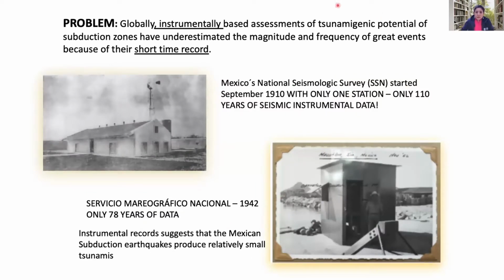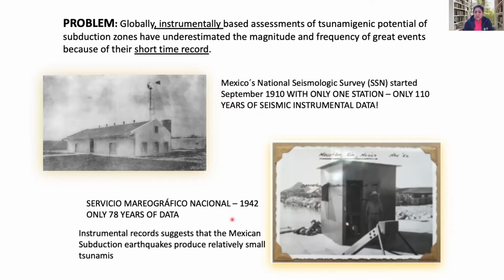So what we see as a problem is that, at least in Mexico, we have a very short instrumental record. In Mexico, the National Seismological Survey started in 1910 with only one station in central Mexico. That means that we have only 110 years of seismic instrumental data. So that's a very short record, and we might misestimate the seismic hazard and also the tsunamigenic earthquakes by just relying on instrumental data.